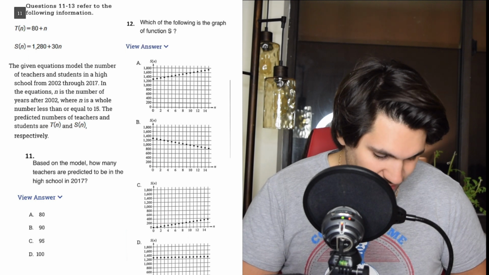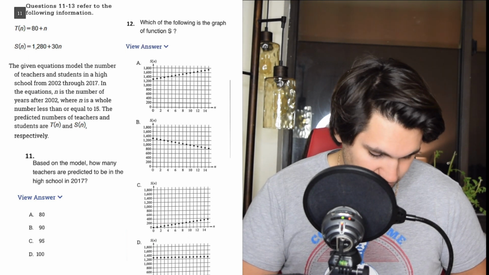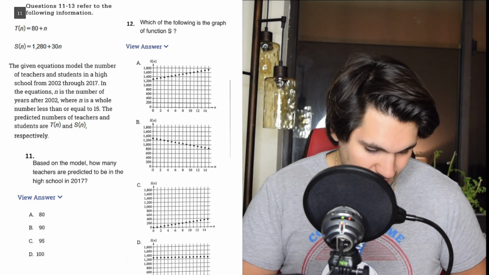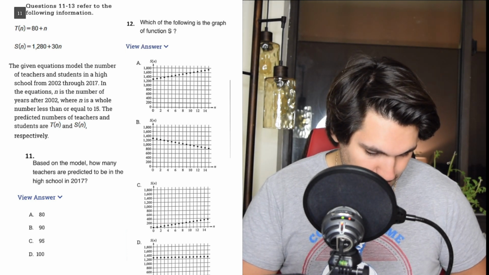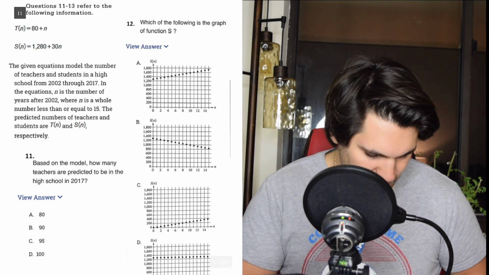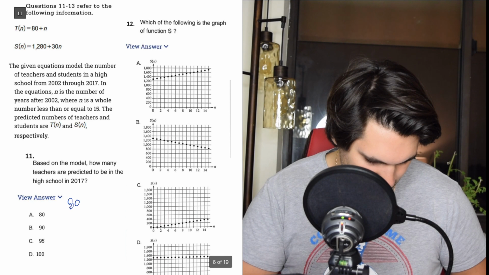N is the number of years after 2002. So 2017 is 15 years after 2002. That means the number of teachers is going to be, they told us the teacher function is 80 plus N, so it's going to be 80 plus 15.